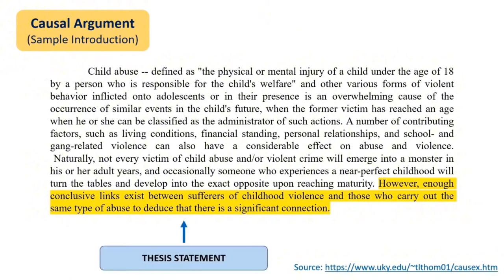And this point of view of the writer ay mababasa nyo sa thesis statement niya, which is the highlighted part. If this is his thesis statement or his stand on the issue, he can further support it by evidence pagdating sa body ng essay.